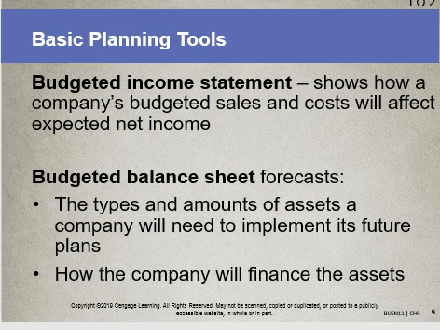You'll develop a budgeted income statement and a budgeted balance sheet. So the budgeted income statement, obviously, shows you how a company's budgeted sales and costs are going to affect net income. And then your balance sheet forecasts the types and amounts of assets the company is going to need to implement in its future, and then how you're going to finance those things. These two statements, by the way, help you evaluate the impact of your plans when it really comes down to it.